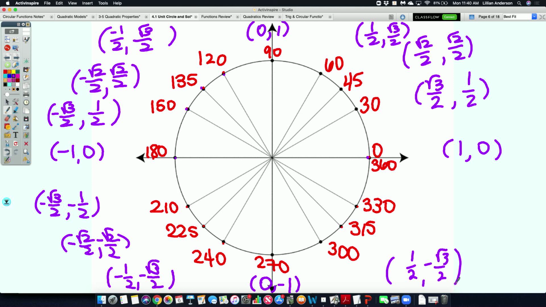The sine is negative. 315. √2 over 2, negative √2 over 2. Wonderful. And 330. √3 over 2, negative 1/2. Yes? Yes. Wonderful. Now for these good old radians.